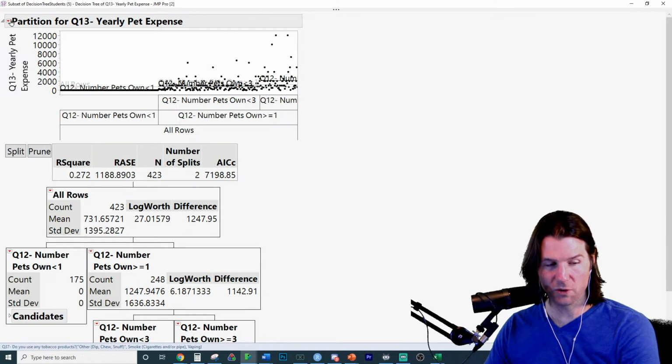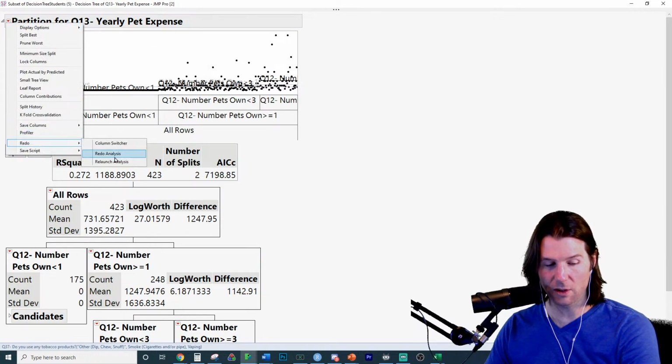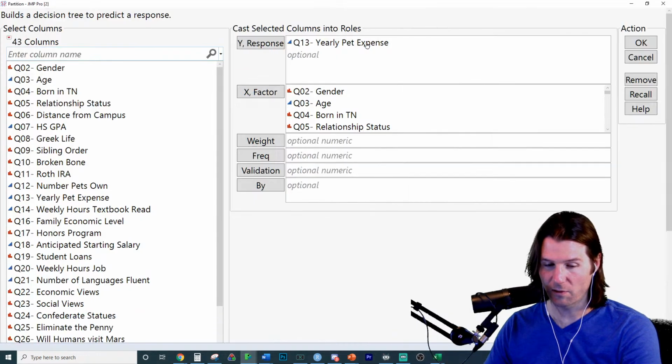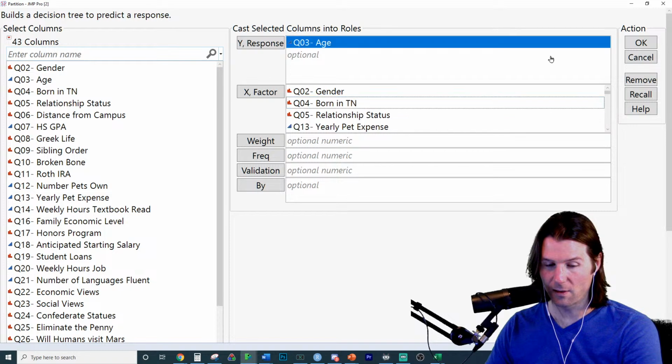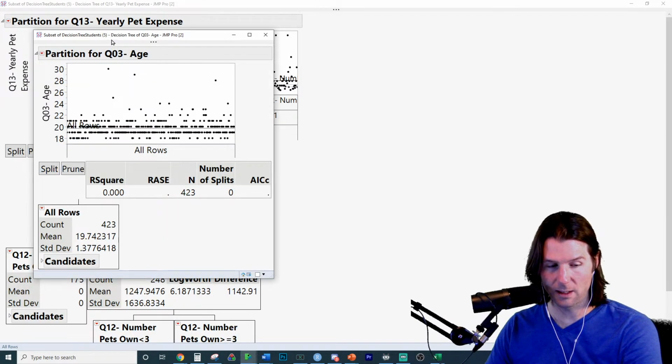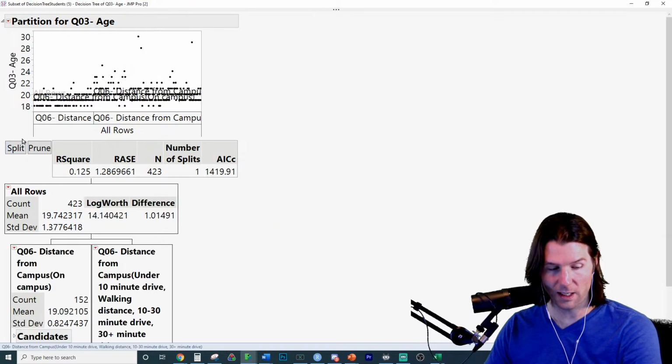I'm going to do a different decision tree real quickly because this one just talks about pets, and who would think that pets is a good answer for pets? It's a good tree, but it's a little too good. Let's predict someone's age right now. Very similar idea here. We're going to use a decision tree to talk about someone's age.